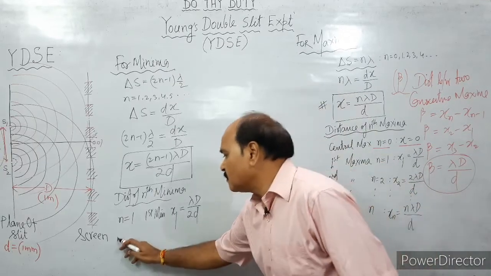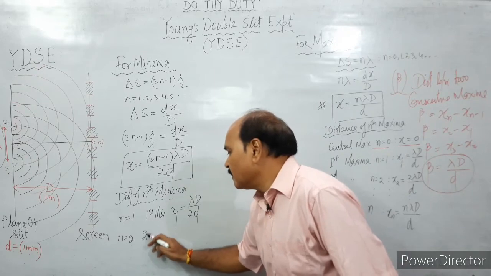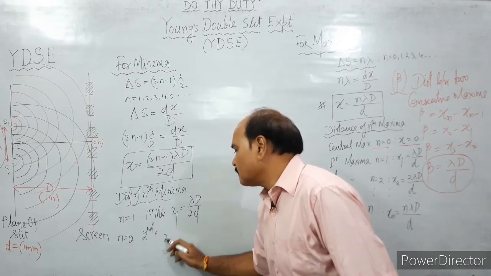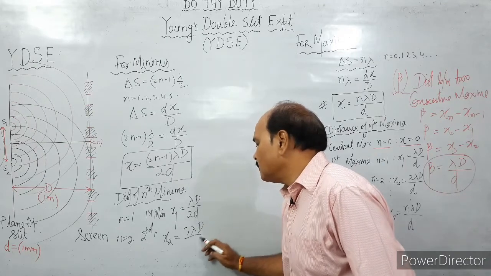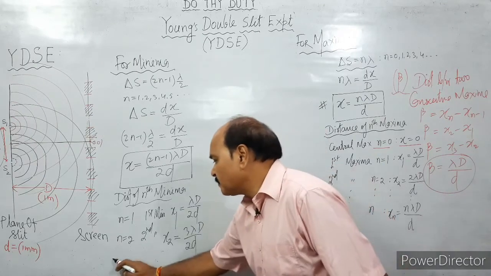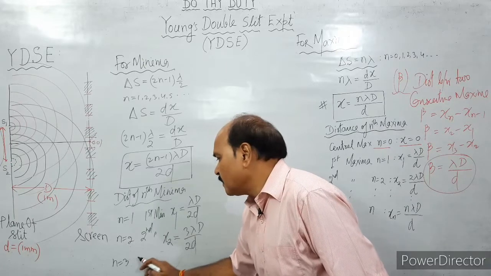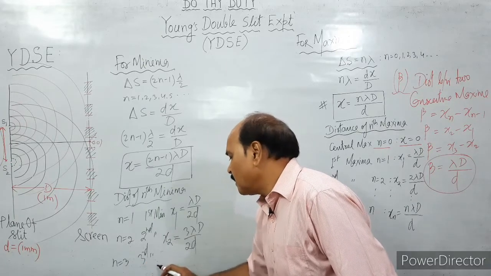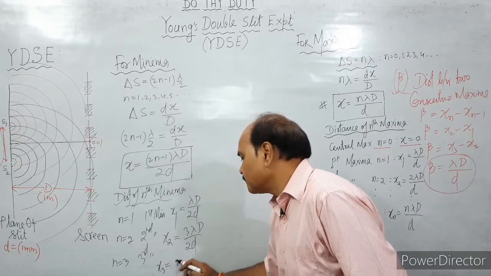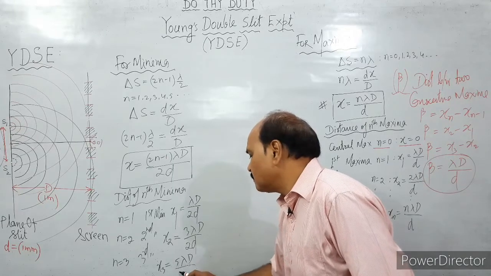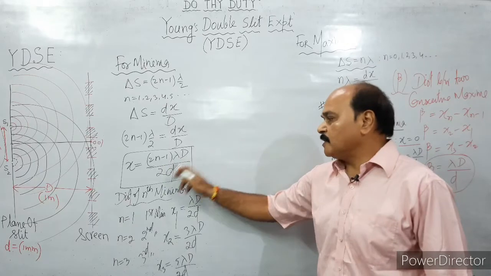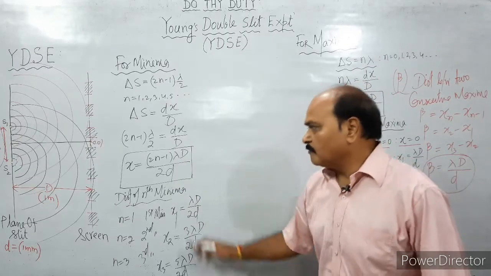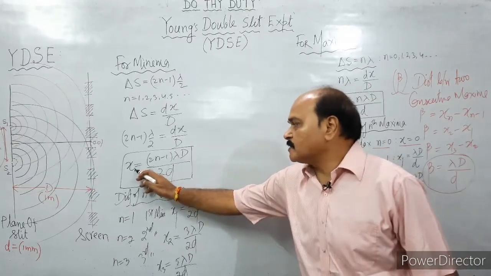If we substitute n is equal to 2, we get the distance of the second minima, and it comes out to be 3 lambda D by 2d. And if we substitute n is equal to 3, we get the distance of the third minima, which comes out to be 5 lambda D by 2d. Just substitute n is equal to 3: 3 twos are 6 minus 1 is 5, 5 lambda D by 2d. And so on. For nth minima, this of course is the distance.